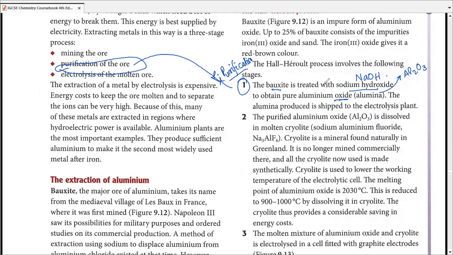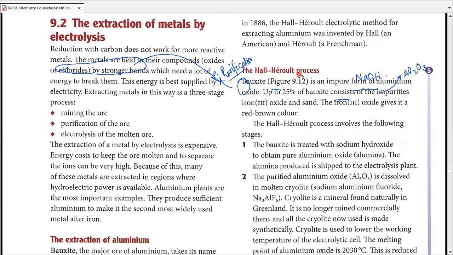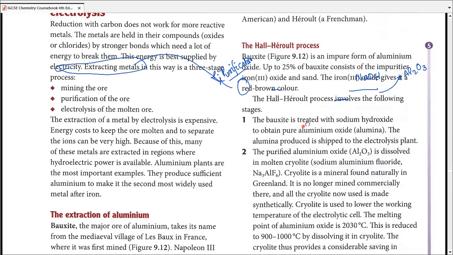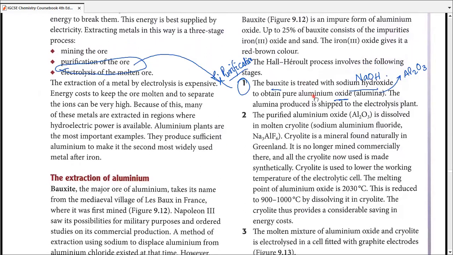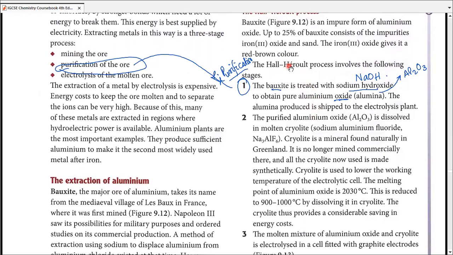All right. Okay, sir. Since you're supposed to start with this heading, anything before is really history, and history is not asked in exams, so don't worry. The first step is purification. And what do we do? We treat with NaOH. Treating with NaOH gives us pure alumina or aluminum oxide, both names. Alumina is the common name, aluminum oxide is the actual name. And this is then shipped to the electrolysis plant. So we leave everything like iron 3 oxide, like sand, any of the impurities behind.